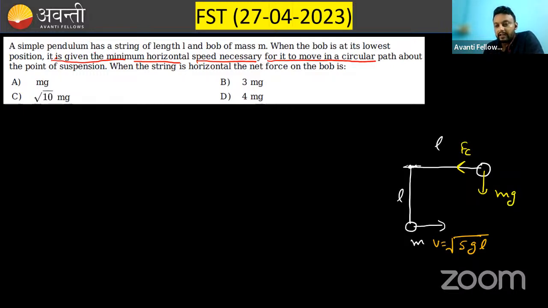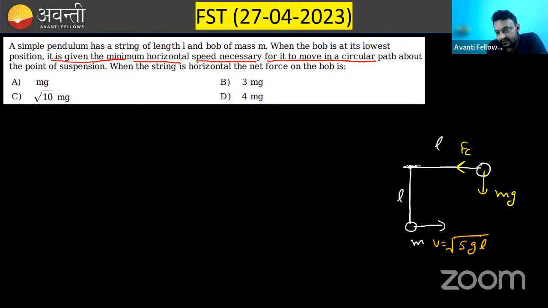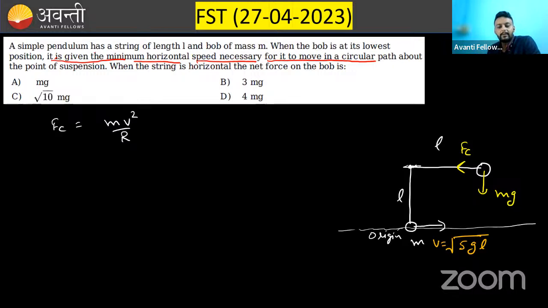So we will try to find out the centripetal force. The thought process that should come to our mind is that this centripetal force is nothing but mv square by r. Now we need to calculate the velocity of the bob when it reaches the horizontal position. Okay, it's very simple. Let's suppose this is our origin, or you can say this is our ground level. We can choose the ground level.